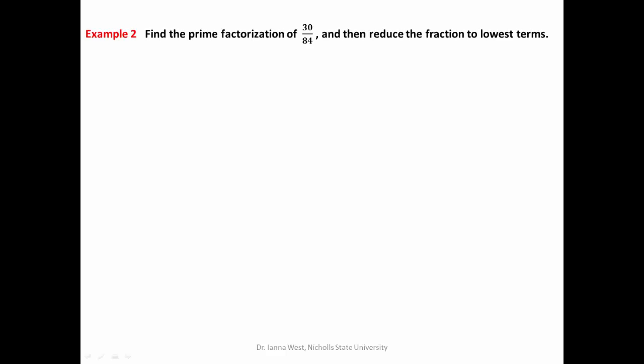We will look at one more example. We will find the prime factorization of 30 over 84 and then reduce the fraction to lowest terms. We won't actually do the steps of the prime factorization. We will just rewrite 30 and 84 using their prime factorizations. Notice the numerator and the denominator have 2 in common, and they have 3 in common, leaving us with 5 over 2 times 7, giving the reduced fraction 5/14.